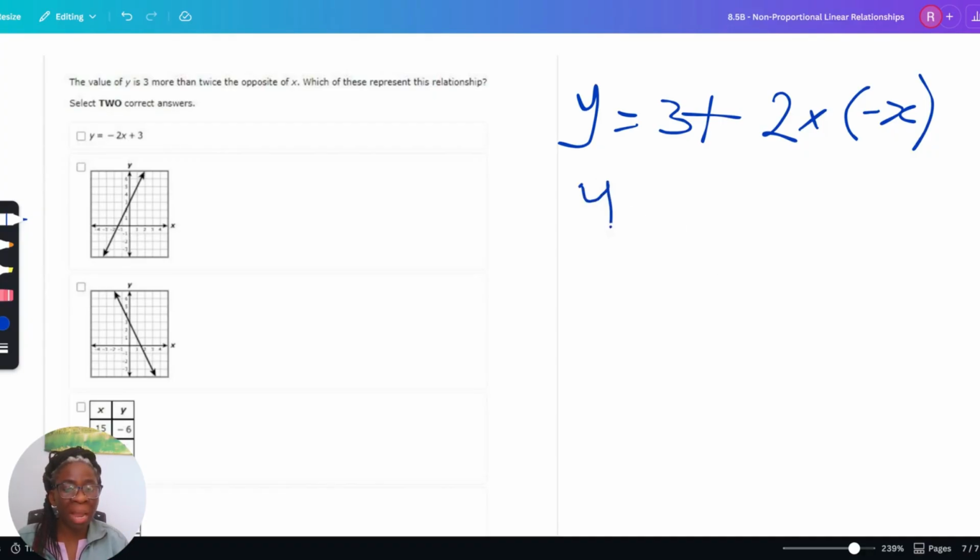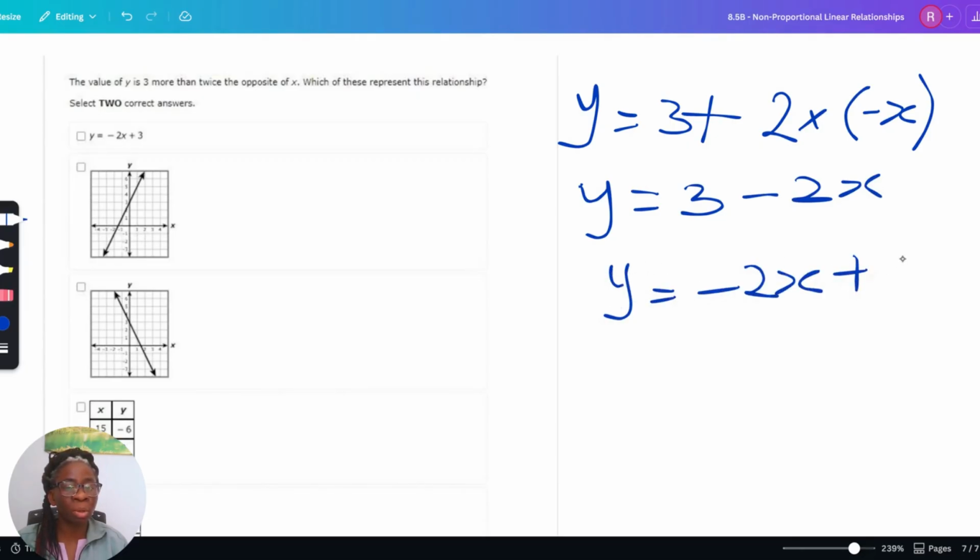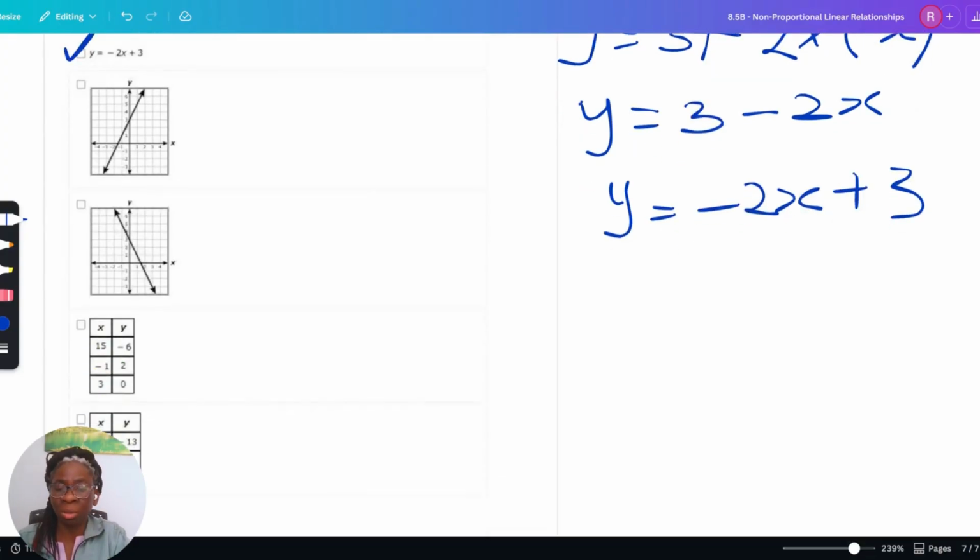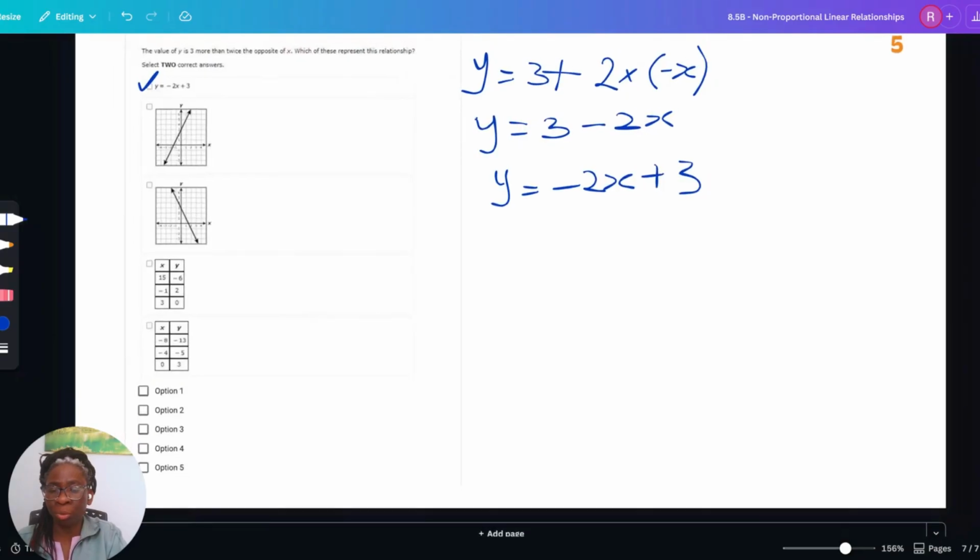So you need to first write the equation out and get it correctly, else you will not be able to calculate or solve anything. So this will give y equals 2 times -x, which becomes -2x. And we can also rewrite this to say y equals -2x plus 3. So you have to choose 2 correct options. You can see the option here, the first one, y equals -2x plus 3. Option 1 is correct. Yes, I've done that.